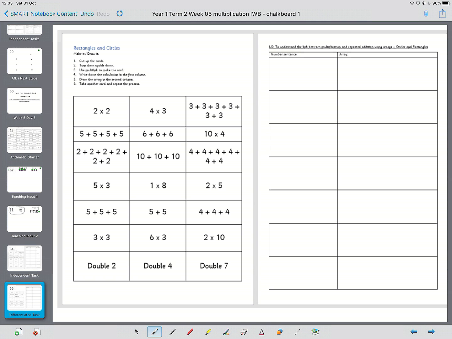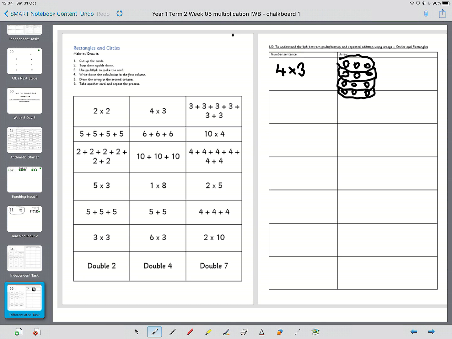So if we were to choose 4 times 3, if we cut it out, turned it up, and found it 4 times 3, we would draw 4 sets of 3. Now we can do it either this way. Sorry, I've gone over a bit. It would be easier on your sheet, easier if you do a big full sheet. And we've got 4 sets of 3. So we show them 1 set of 3, 2 sets of 3, 3 sets of 3, 4 sets of 3. And that's all you will need to do.